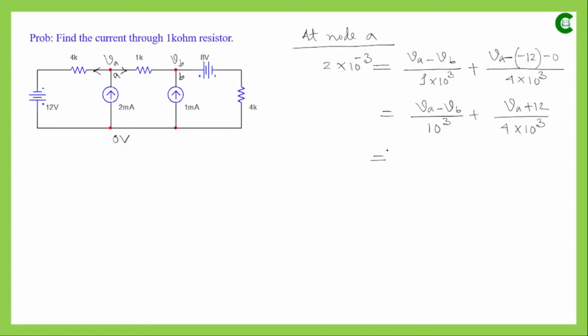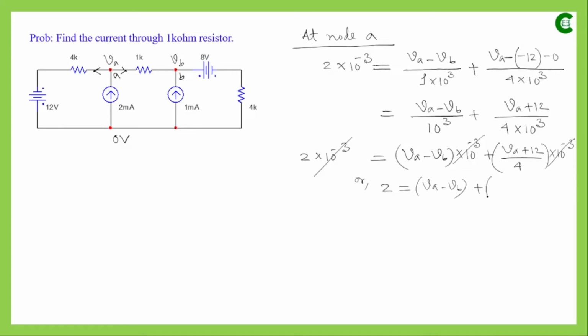Now if we simplify further, we already had on the left side 2 into 10 to the power minus 3. So this factor 10 to the power minus 3 is common, and we can cancel it from both sides. This equation will become 2 equal to VA minus VB plus VA plus 12 divided by 4. The equation becomes 5VA minus 4VB, which will be equal to, if we take 12 to the other side, minus 4. So this is our first equation: 5VA minus 4VB is equal to minus 4.